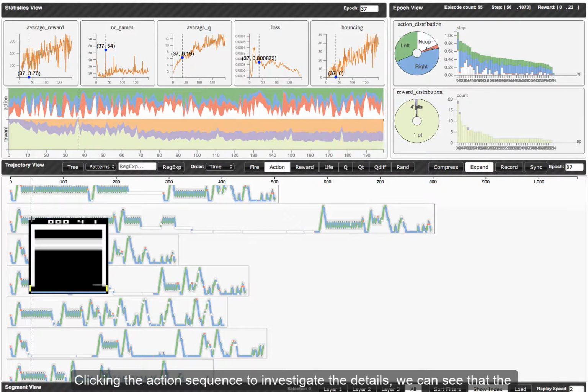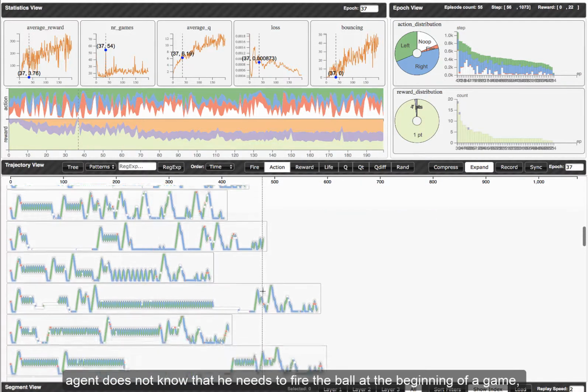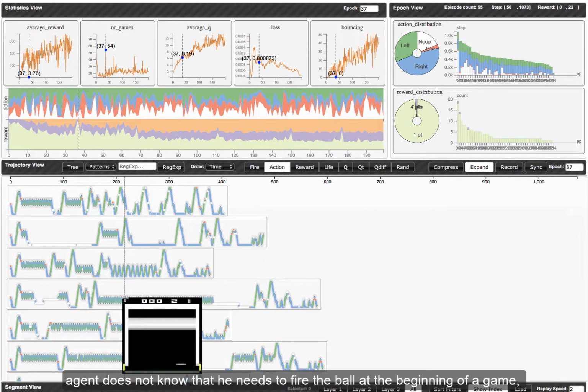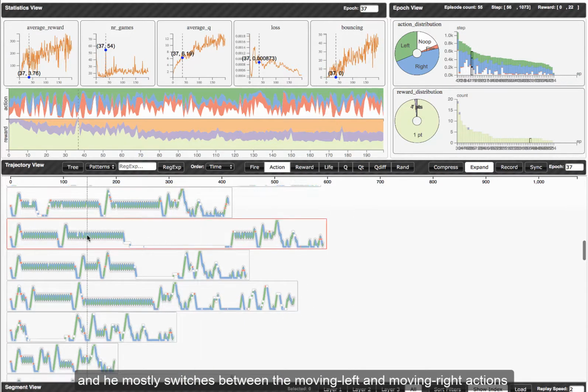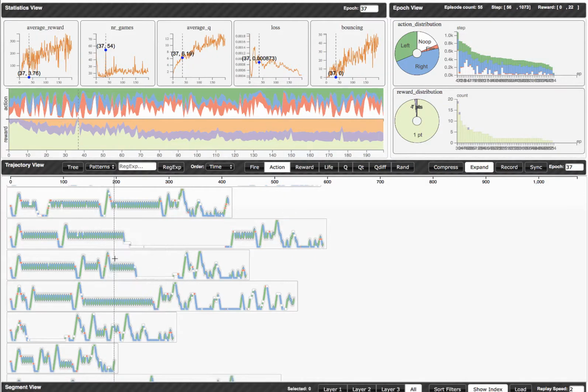Clicking the action sequence to investigate the details, we can see that the agent does not know that he needs to fire the ball at the beginning of the game, and he mostly switches between the moving left and moving right actions on the right side of the scene.